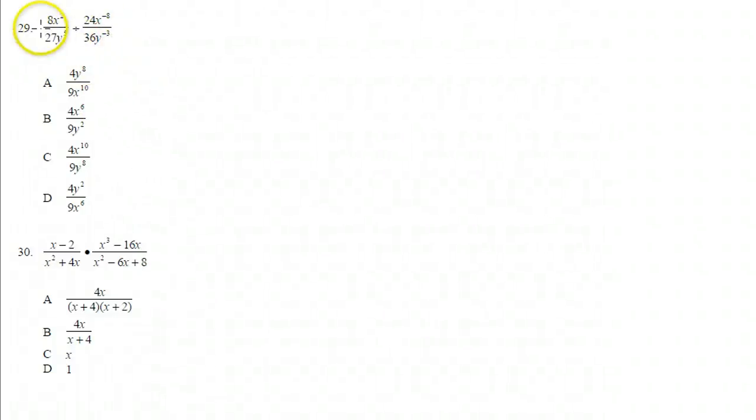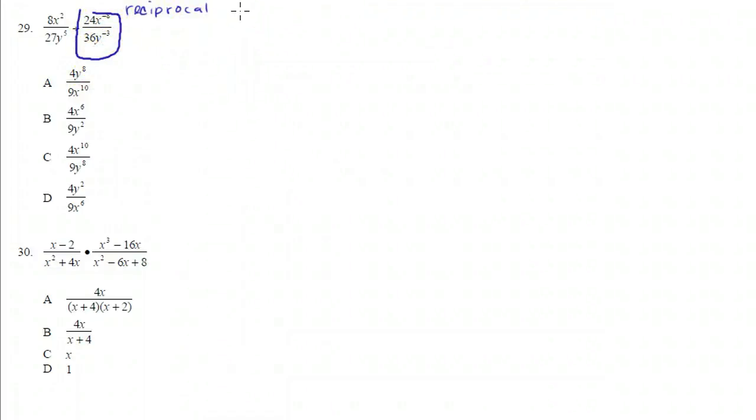For number 29, we notice it's a division problem, so it turns into kind of like a factor cancel, except we realize that first, for any division problem, we have to take the reciprocal of the second one. So I'm going to take the reciprocal of this. So remember, when we do this, don't touch the negative exponents yet.